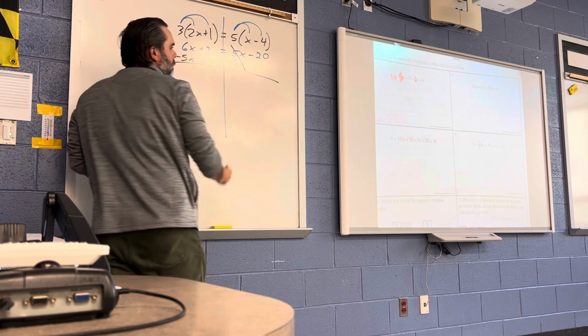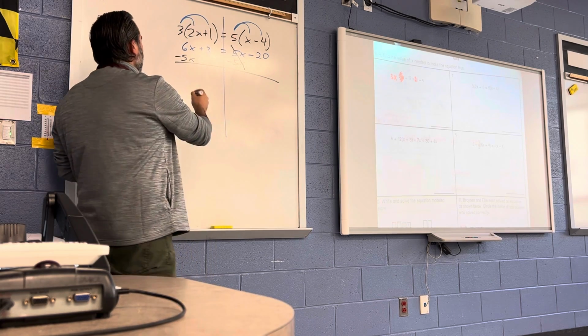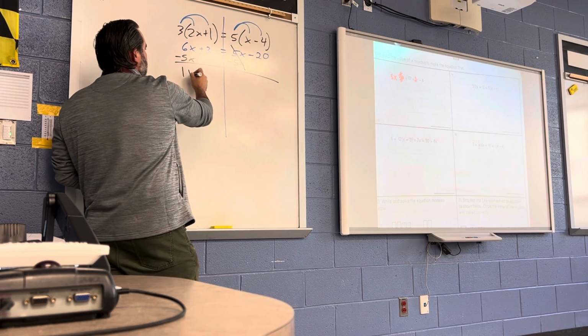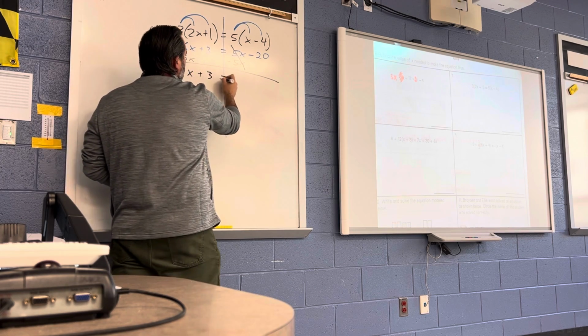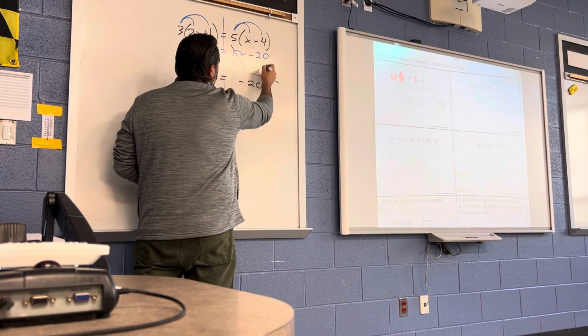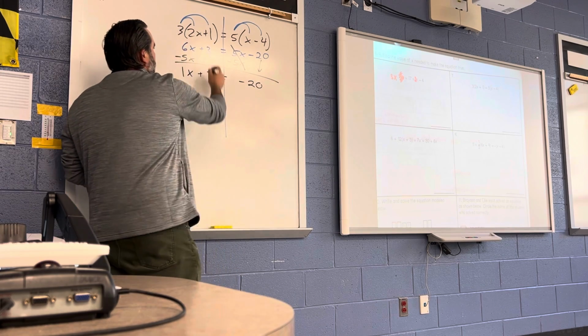These cancel. Leaves me with 1x plus 3 equals negative 20. We brought that negative 20 down. We brought the 3 down.